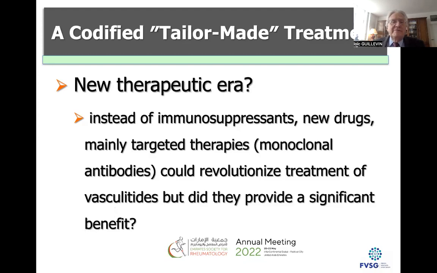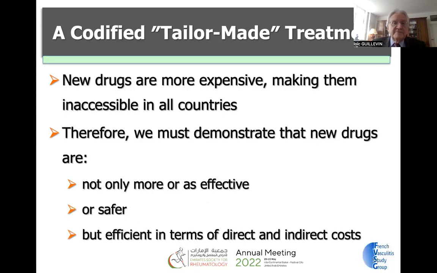And there is a new therapeutic era. Instead of immunosuppressants, there are new drugs. These drugs are mainly targeted therapies, monoclonal antibodies, and they could revolutionize treatment of vasculitis, but do they really provide a significant benefit? We have to study these drugs, drug after drug, with prospective trials.